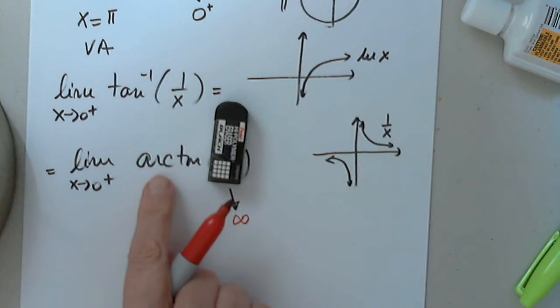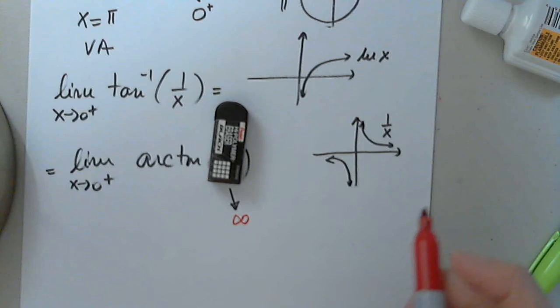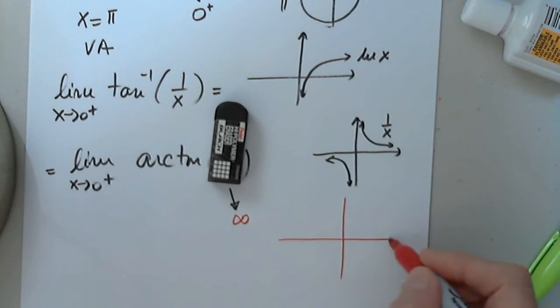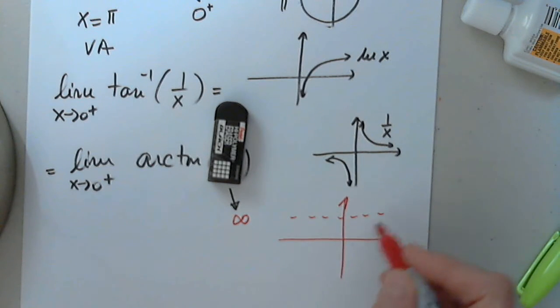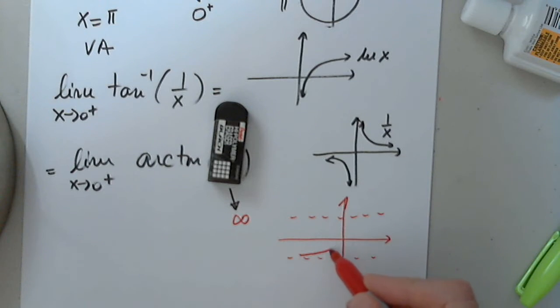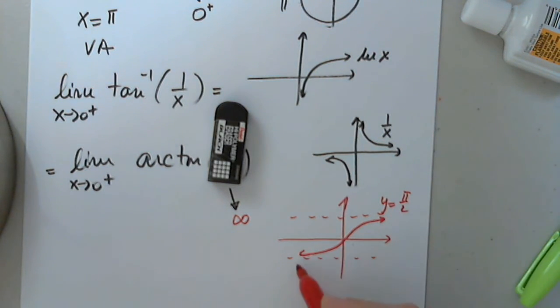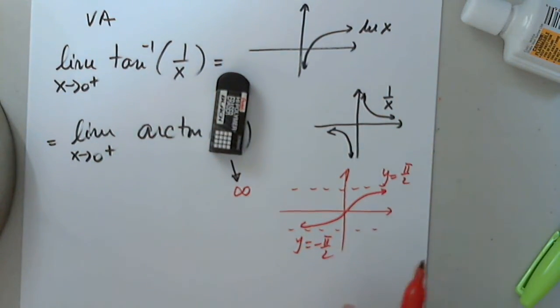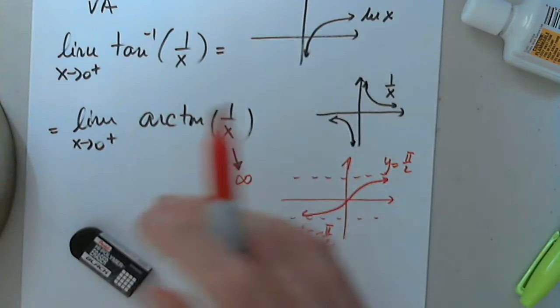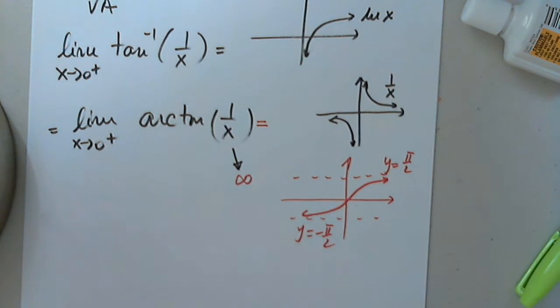Now I have to think about this function. And we graphed it last time, and it should be carved in our memory. It's this. And this is y equals pi over 2. And this is y equals negative pi over 2. Please have these carved in stone. And now what will you say? Pi over 2. That's it.